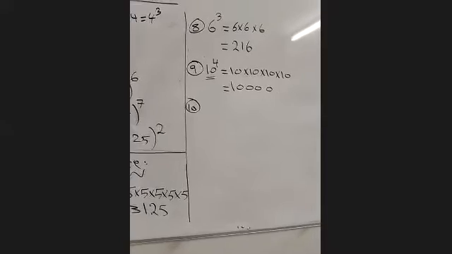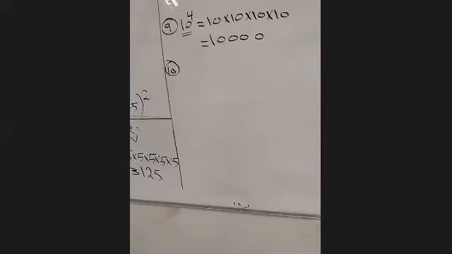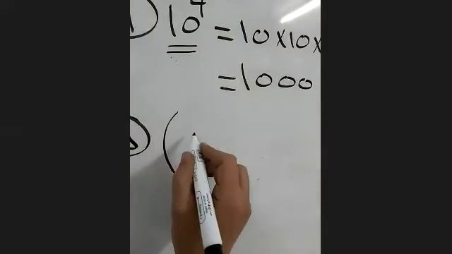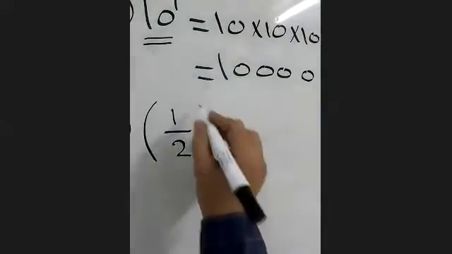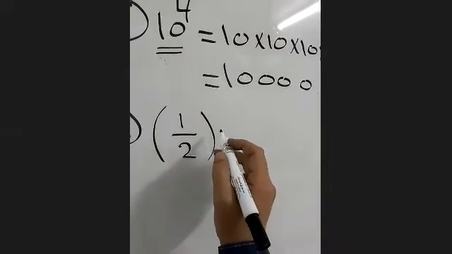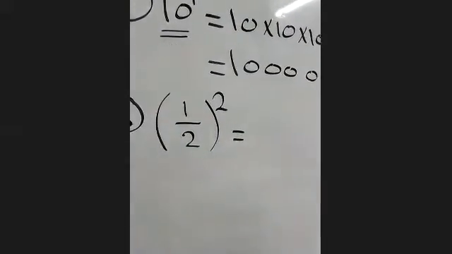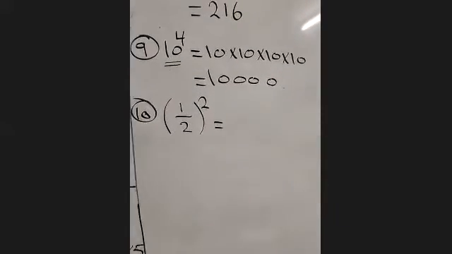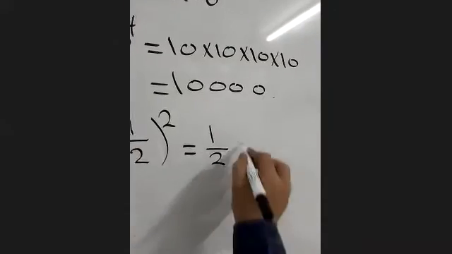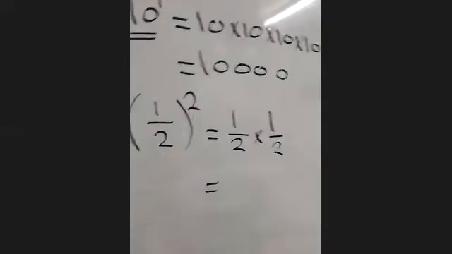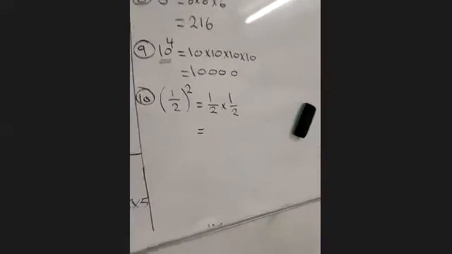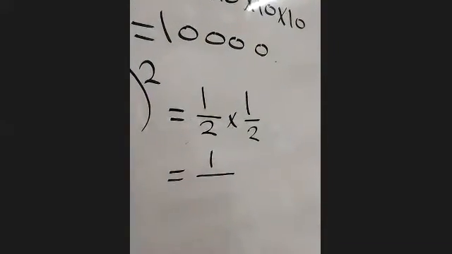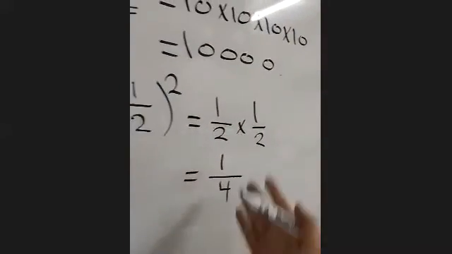Question 10. It's 1 over 2, to the power of 2. Equals 1 over 2 multiplied by 1 over 2. Then 1 multiplied by 1 equals 1. 2 multiplied by 2 equals 4. So it is 1 over 4.